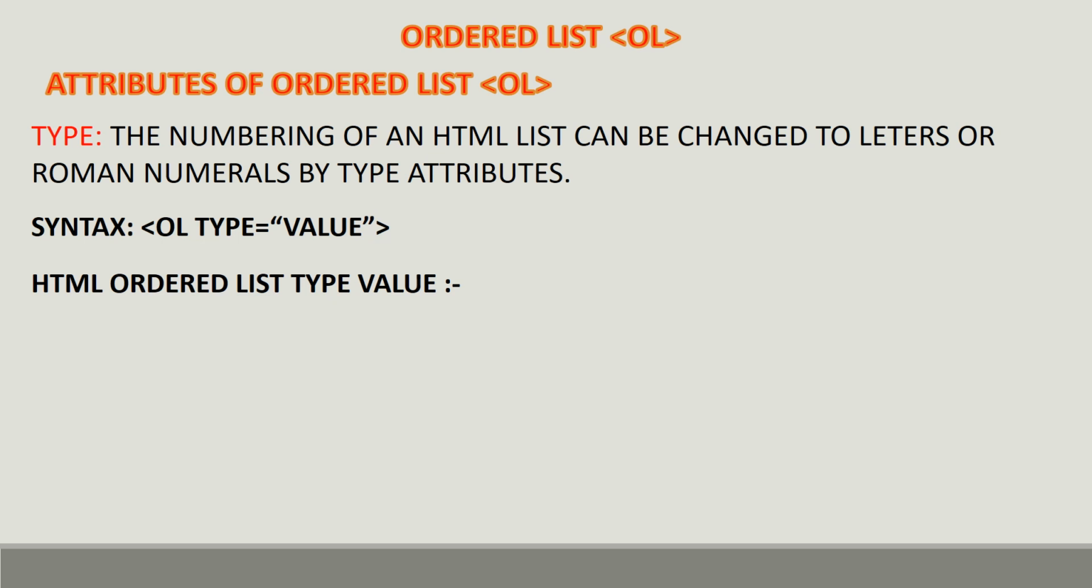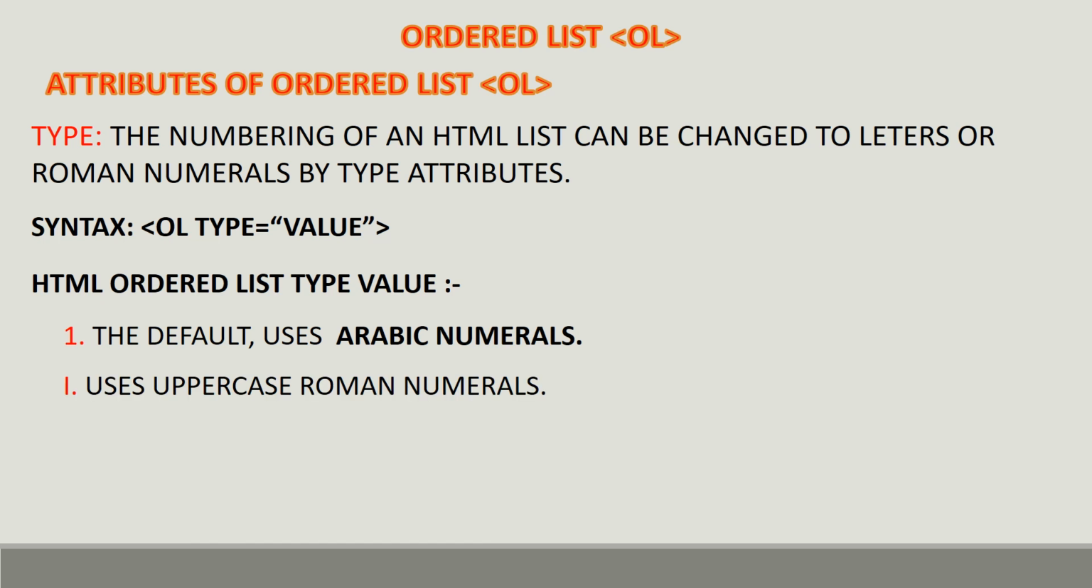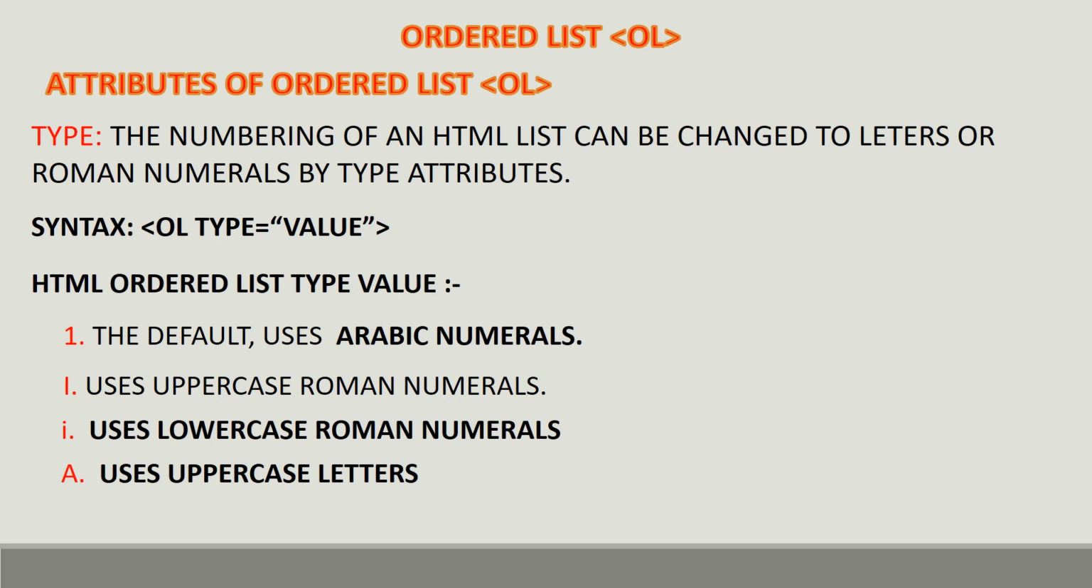So HTML ordered list type value, what all different types of values you can use as a number, just see here. First, the default uses Arabic numbers. Second, this you can see uses uppercase Roman numerals. This way you can give listing. Third uses lowercase Roman numerals. Then you can use uppercase letters A. Then you can also use lowercase letters, meaning 1, then Roman numeral in uppercase, Roman numeral in small case, then capital A, then small a. These are the 5 different ways through which you can give ordering to your numbers.